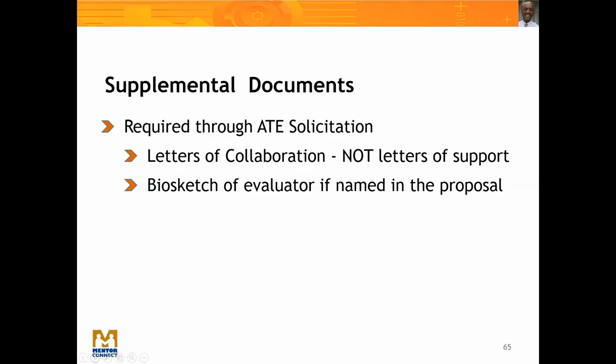Letters should outline specific collaborations, partnerships, or resources pledged to the project, and not merely be letters of support. Letters that just endorse the project or offer non-specific support should not be included. And if you do, your chances are your proposal will be returned without review. That's a bad feeling. The ATE proposal solicitation also asks that you include a biosketch of the external evaluator as a supplemental document if that person is named in the project description.